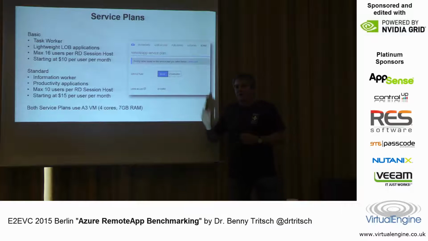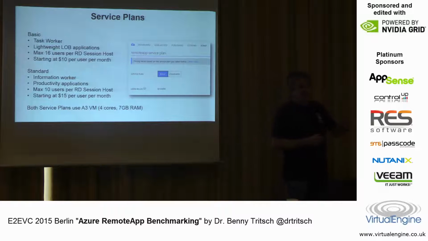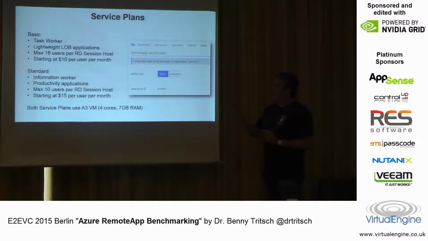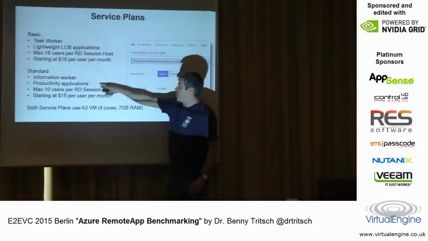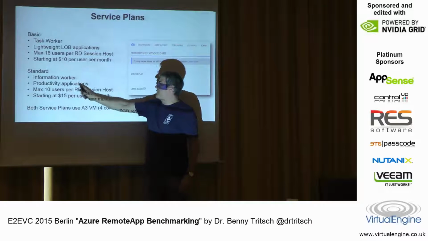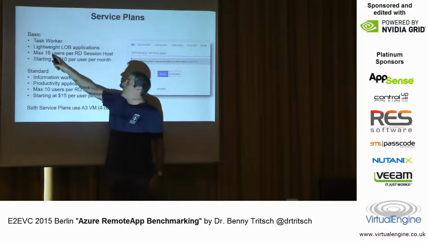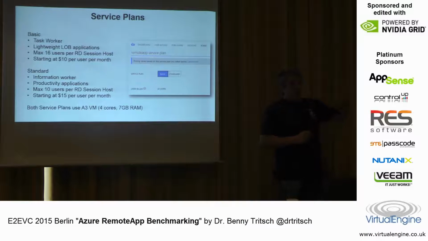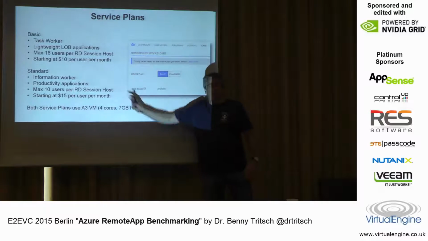So there are today 2 service plans, how you can use that. One is basic, targeted at task workers, and the other is standard for the information worker. So here it's more like lightweight applications, and here it's more productivity applications. You see here maximum of 16 users per VM. And down here it's 10 users per VM.